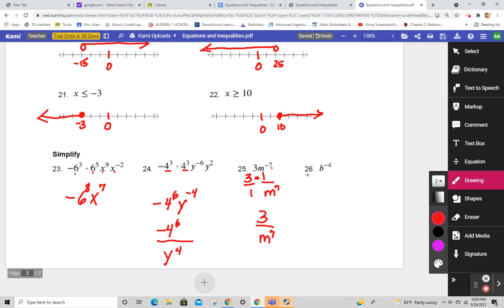All right, to make this a little bit more clear, you can always put a 1 in front of any variable that has no number. So that's going to be the same thing as 1 over b to the 4th power. And this concludes this video on solving equations and inequalities.